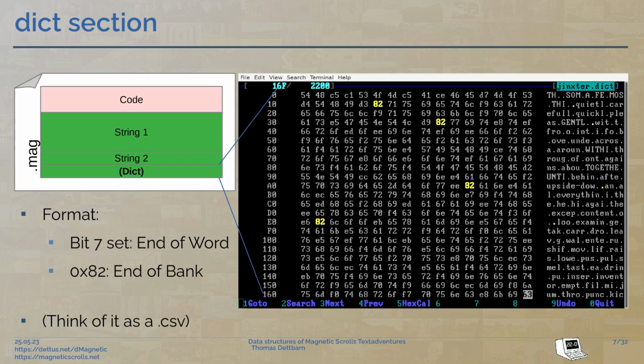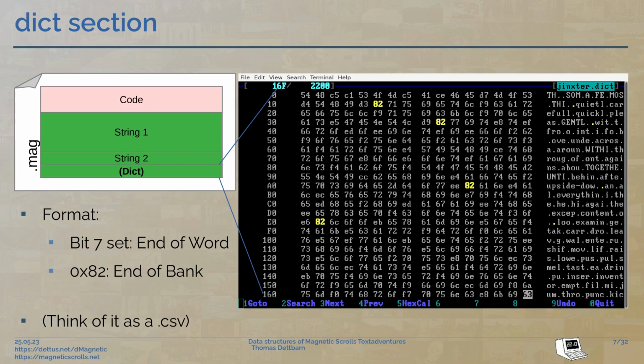And the reason it looks like that on the right-hand side is because what they did was to separate the words: they set the highest bit of the byte, and that was separating the word. And every once in a while, you see there's a code in there, 82. I highlighted those codes. And what this 82 does, it signifies the end of what they called a bank.